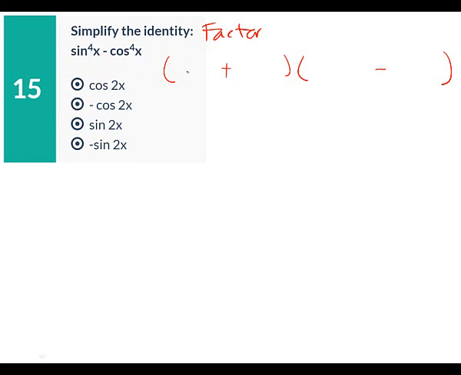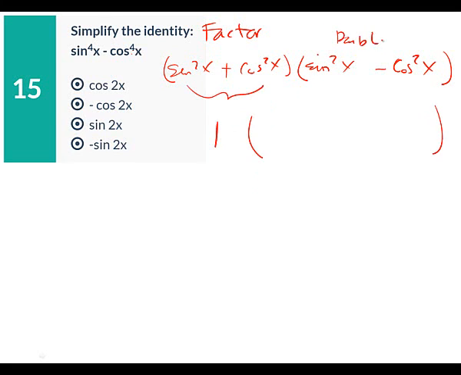What's the square root of sine to the 4th? Sine squared is going to go in the front. And then what's the square root of cosine to the 4th? Cosine squared. All right. So look up at the windows. What's sine squared plus cosine squared equal to? 1. Okay, now I want you to look at your double angle identities. You might want to write yourself a note that this is a double angle.